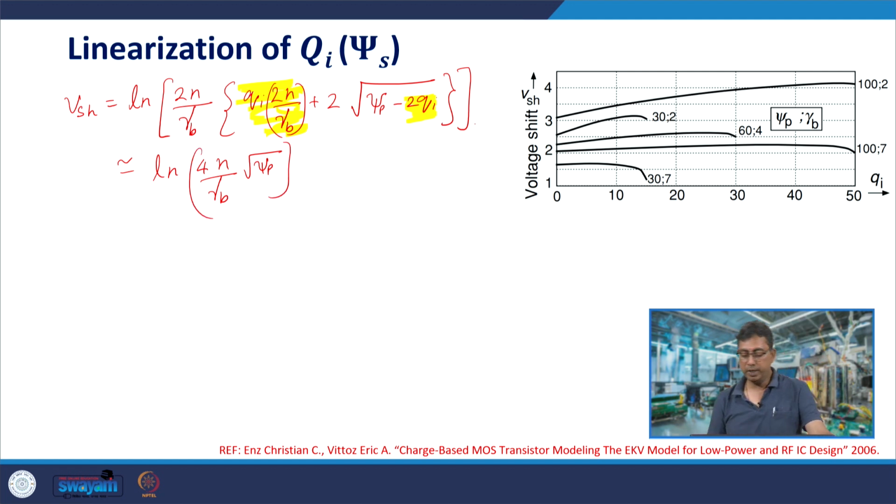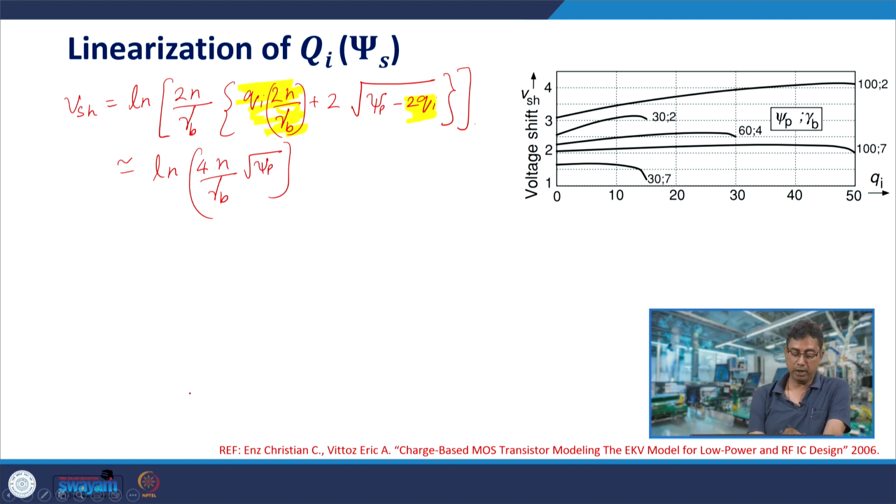So, this can also be seen from here. As you keep on increasing Qi, for different values of body modulation gamma b, you would observe that VSH is almost constant, and that this holds for a wide range of values of chi p and gamma b. That is, chi p is again a function of gamma b. So, it holds for a wide range of values of gamma b as well as inversion charge. So, this approximation is justified, and we will see that through some example problems that we do as assignment.